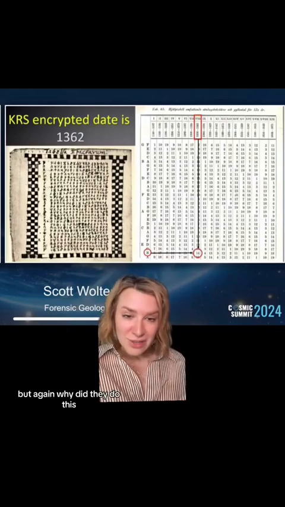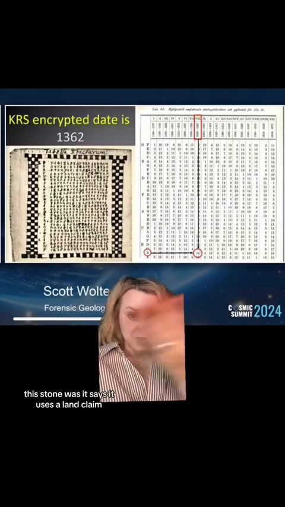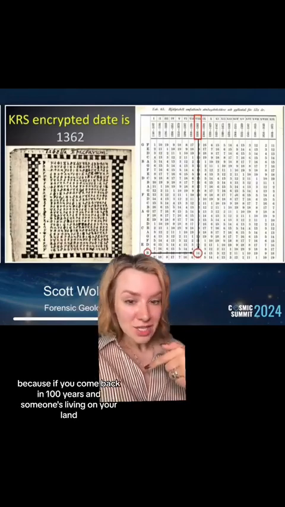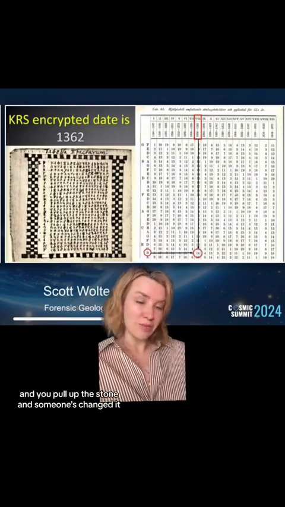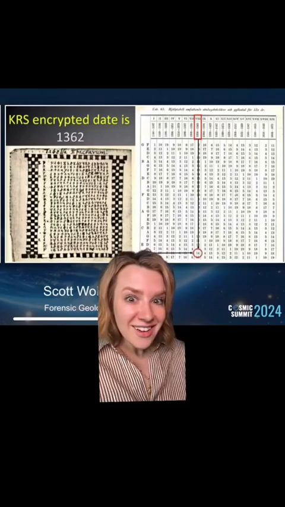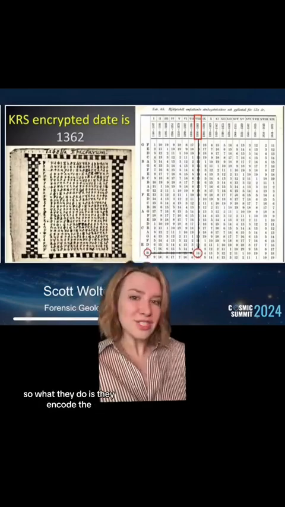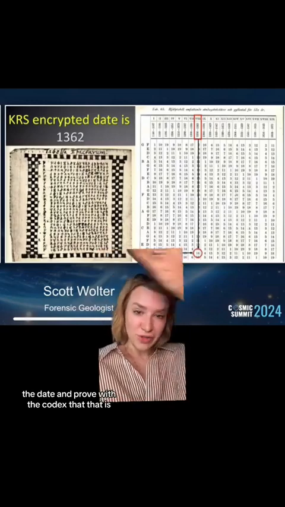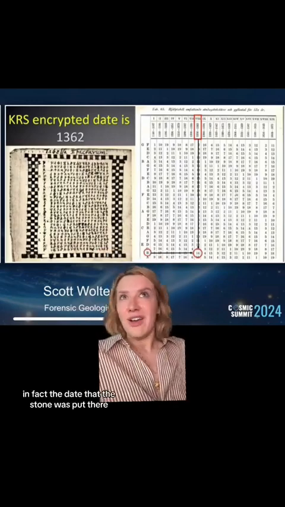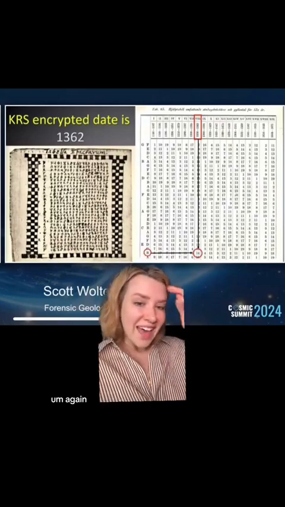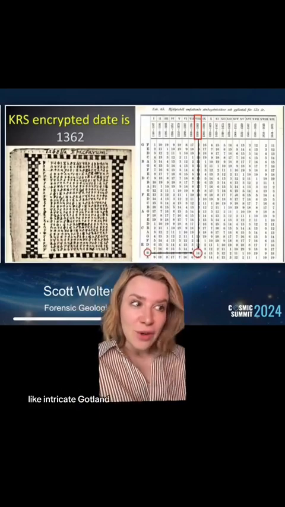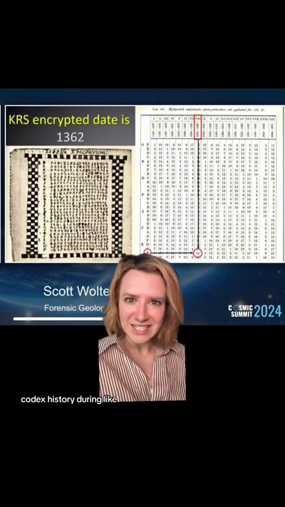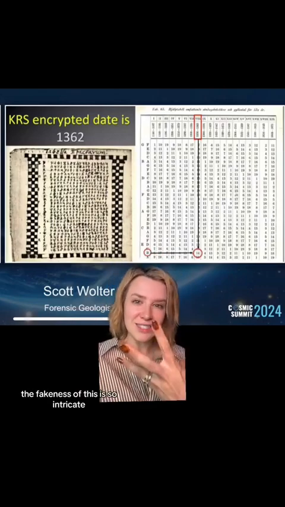But again, why did they do this? This stone is said to be used as a land claim. So why would you want to encode the date? Because if you come back in 100 years and someone's living on your land and you pull up this stone and someone's changed it, you can't then say that you were there first. So they encode the date and prove with the codex that that is in fact the date the stone was put there. Again, if this is a fake, they would have to know intricate Gotland 14th century double dating codex history. The fakeness of this is so intricate.